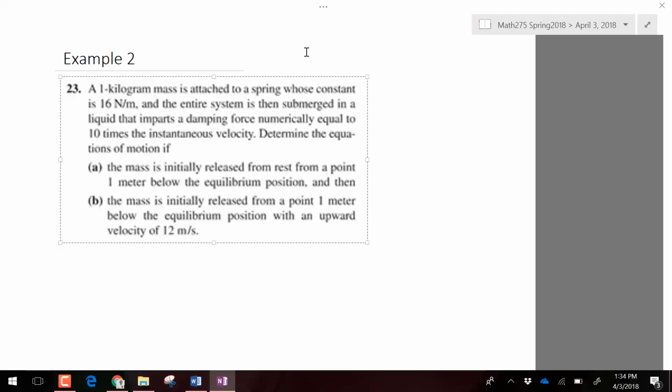All right, let's do this problem. We have a 1 kilogram mass attached to a spring whose constant is given, so that's the k. The entire system is then submerged in a liquid that imparts a damping force numerically equal to 10 times the instantaneous velocity. So they also gave us the beta. Determine the equation of motion if, so there are two parts to this. Let's just do one of them. Let's do A.